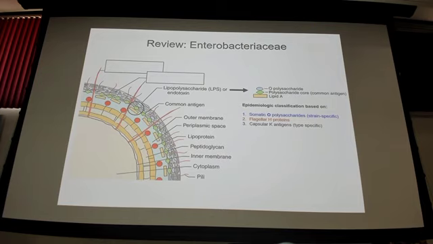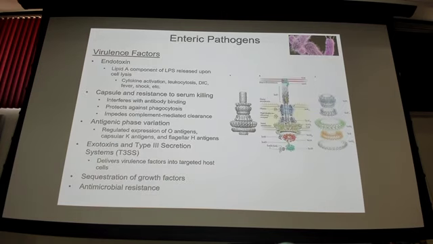Flagella, also known as what antigen? H antigen, very good. And then this one that is kind of pointing to the outer surface of this bacterial cell is what? K for capsule. Okay, virulence factors. We can go through this fairly quickly.